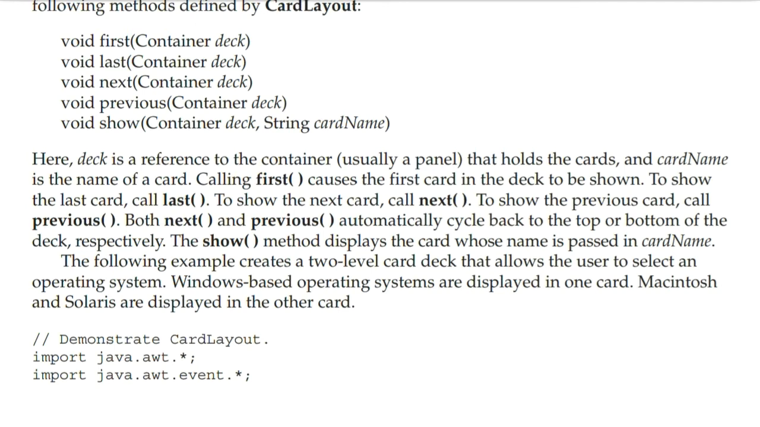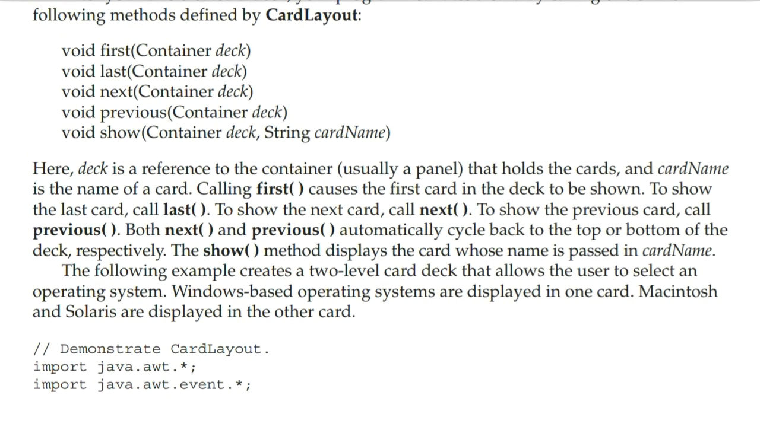The following example creates a two-level card deck that allows the user to select an operating system. Windows-based operating systems are displayed in one card. Macintosh and Solaris are displayed in the other cards.